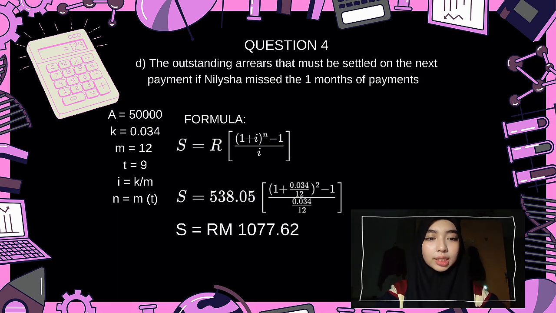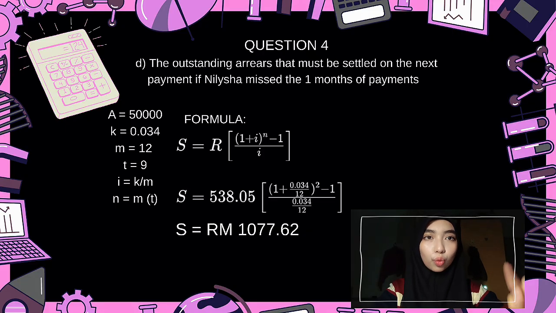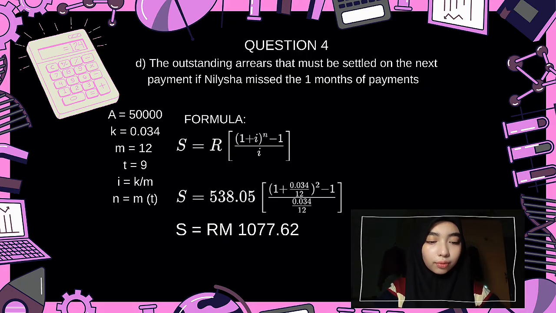The outstanding arrears that must be settled on the payment if Nilisha missed the nth consecutive monthly payments. Now I will explain how we calculate the outstanding arrears when Nilisha missed 1 monthly payment. First, we use the future value of an ordinary annuity formula. We will use the formula S equals R, open bracket, open bracket 1 plus i, close bracket to the power of n minus 1, divided by i, and close the bracket. This formula helps us to find the value of the missed payment after interest is added over several months.